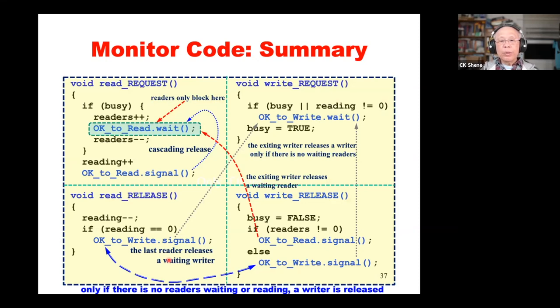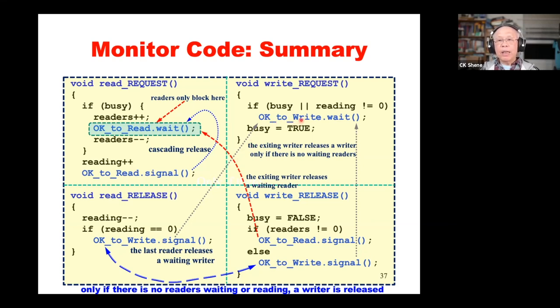So once you get to this slide, I hope you have understood this solution completely. This is a summary slide. Read request: the reader only blocks here. There's no other place to block a reader. And here, this OK to read signal generates a cascading release. When the last reader finishes reading, this last reader plays nice and signals this OK to write, hopefully to release a writer.